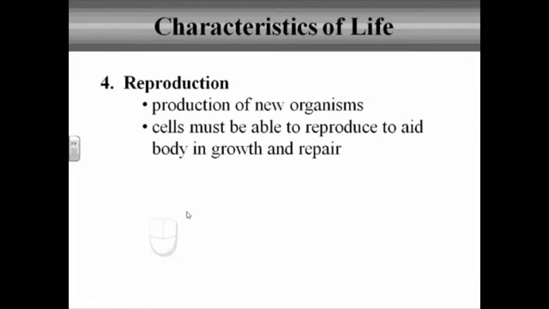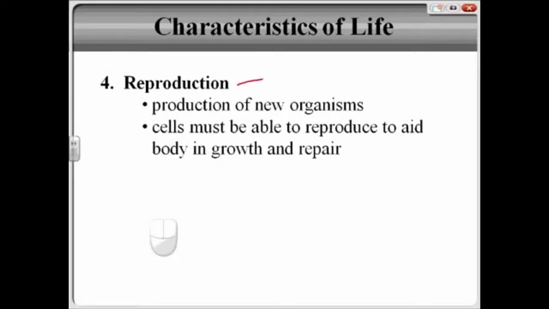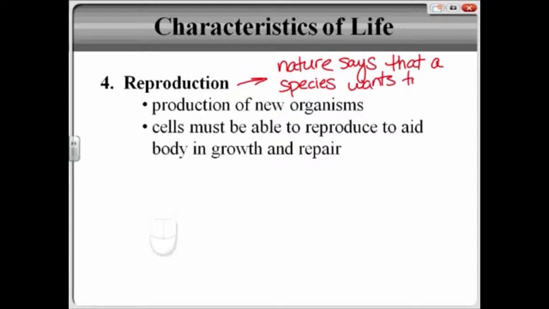In addition, one of the other key characteristics of life is reproduction. It's natural that organisms want to reproduce. Nature says that a species wants to continue. Reproduction is how organisms continue on that species. The idea that the continuation depends on there being new organisms created. And in order for those new organisms to be created, there needs to be the process of asexual or sexual reproduction. Obviously, in the case of humans, we're talking about sexual reproduction.